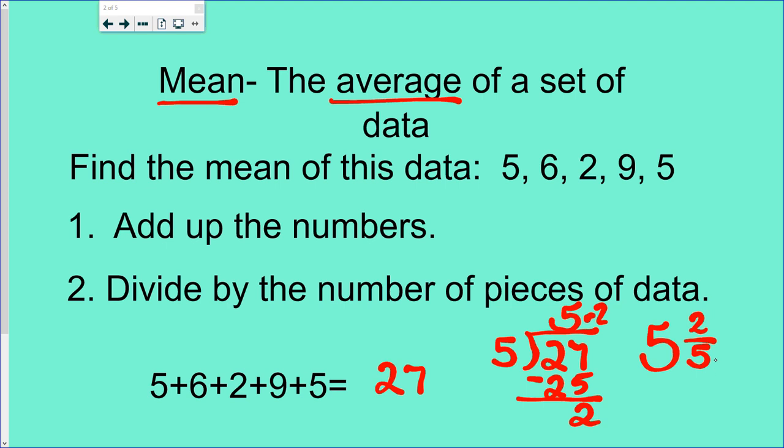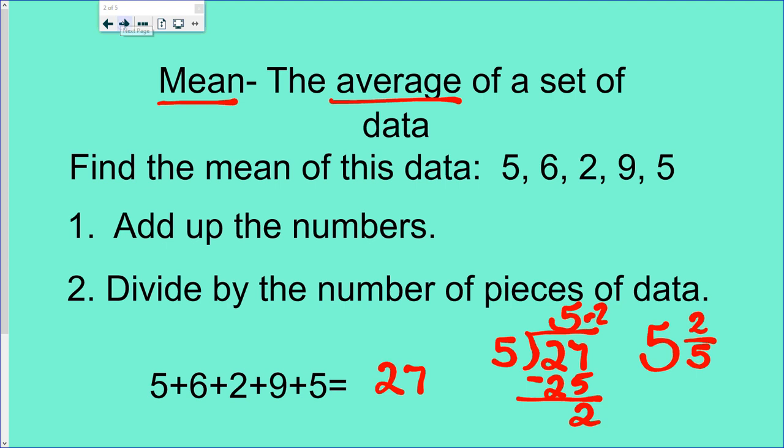So that's a little bit of adding to our mean. Usually we have nice round numbers. We don't have any remainders. But if you do have a remainder, then the remainder goes on top as your numerator, and your divisor, what you divided by, is your denominator.